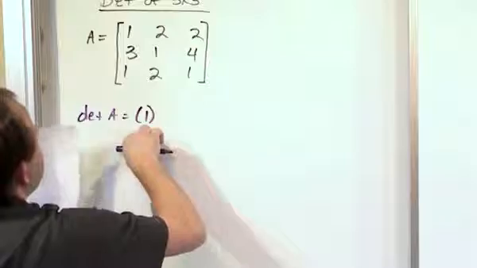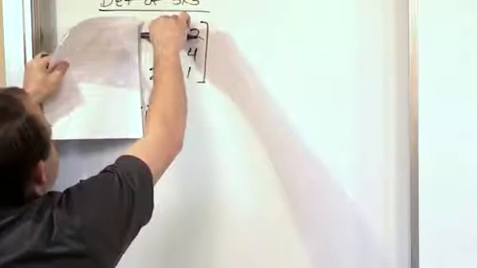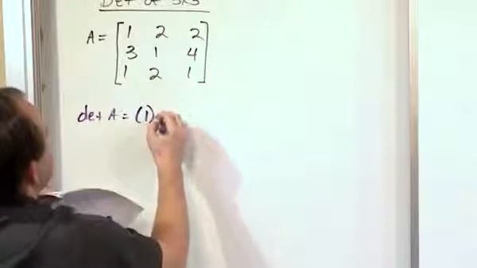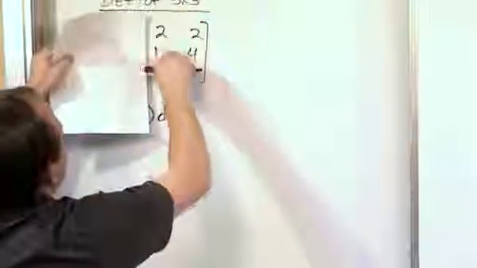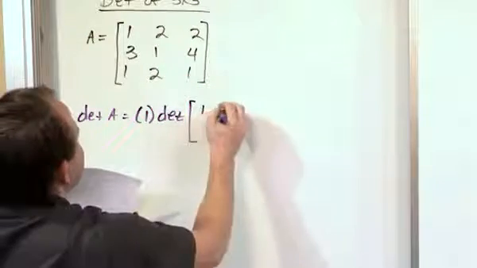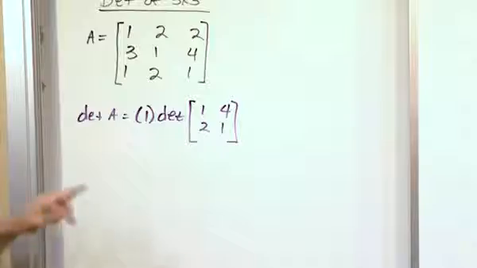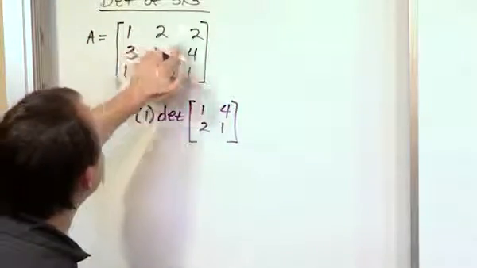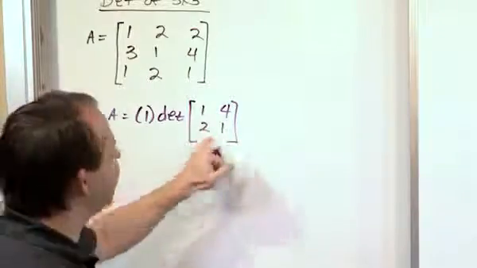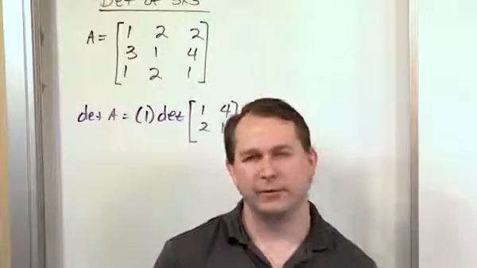So I have the 1 here from this guy, and I cover up the row and the column that intersects to make that, and I say that it's equal to this times the determinant of the sub-matrix that's left over, 1, 4, 2, 1, and I write it just like this, all right? So it's the first guy times the determinant of the small submatrix that's left over. Now the good thing about it is you know how to take determinants of 2 by 2 matrices. That's why this is so easy.